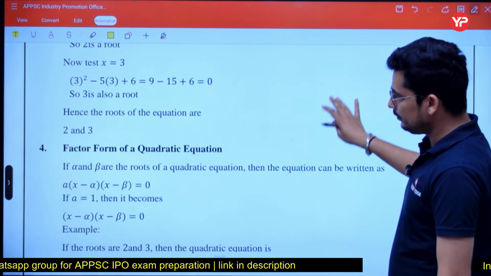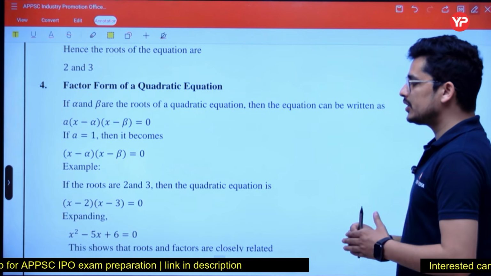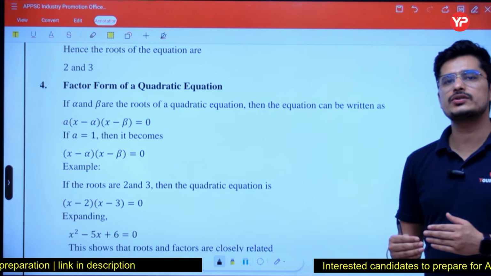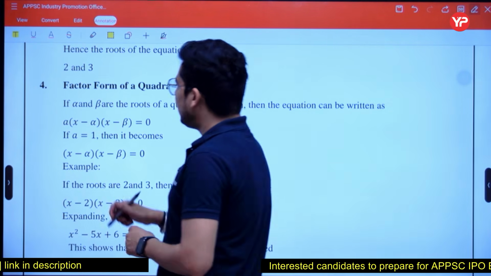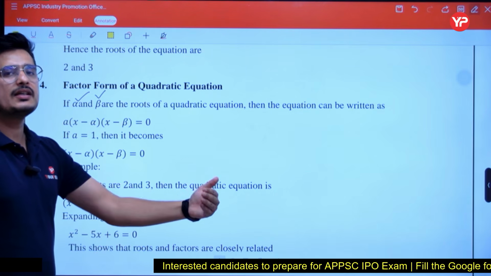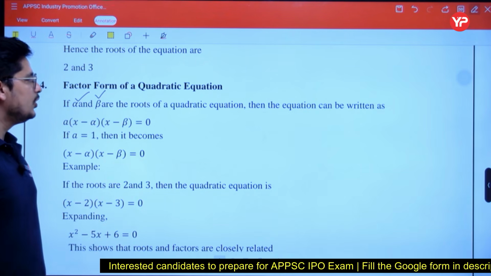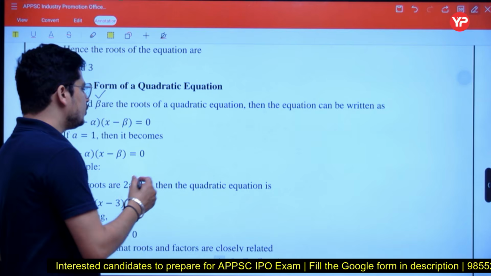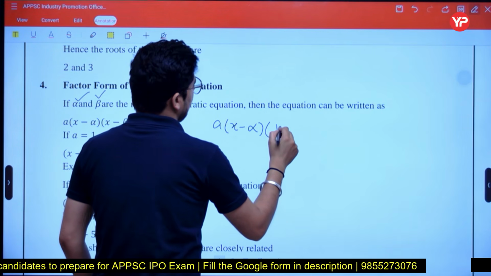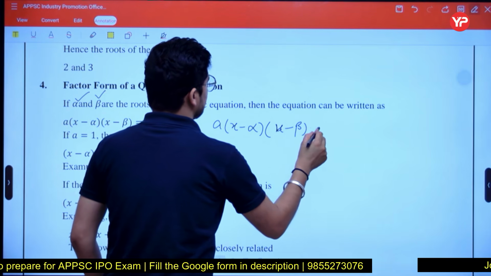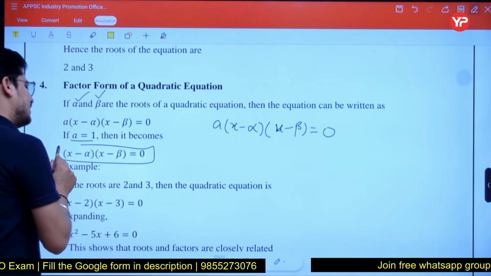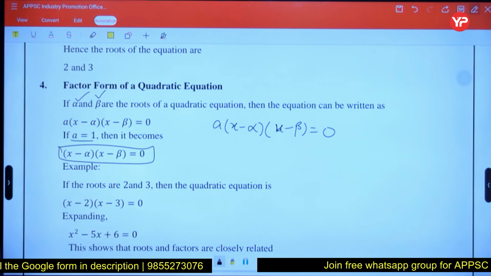Next, the factor form of a quadratic equation. It is given that your quadratic equation has two roots, alpha and beta. Then you have to write the quadratic equation as a times x minus alpha, x minus beta, equals 0. If your a value is 1, then it is x minus alpha, x minus beta, equals 0.